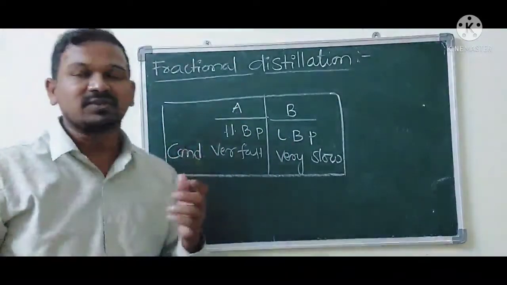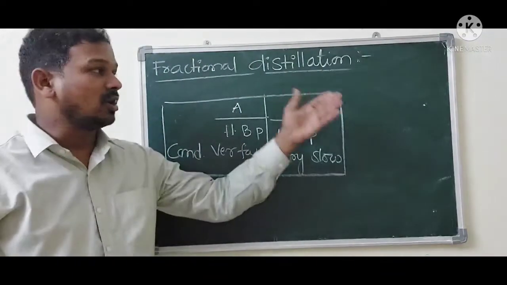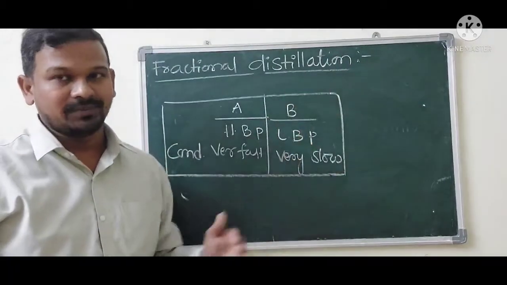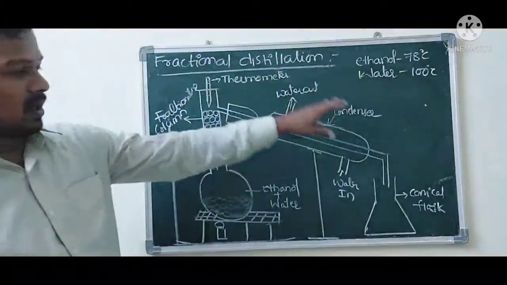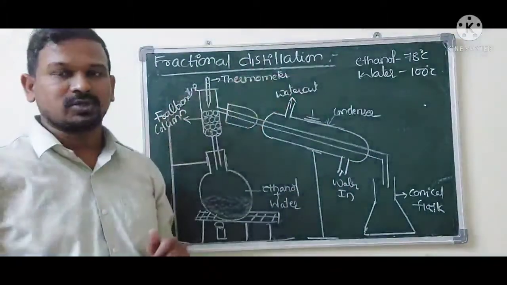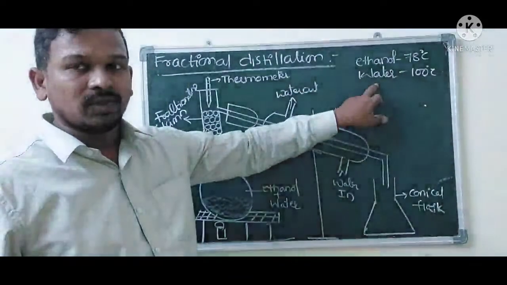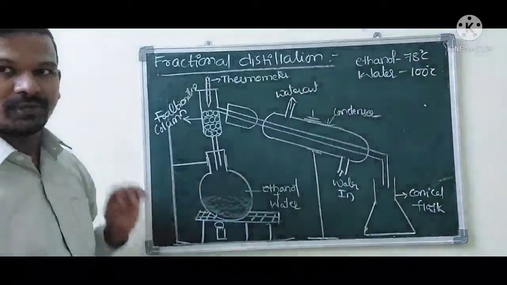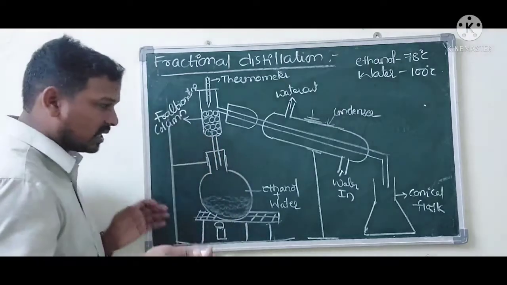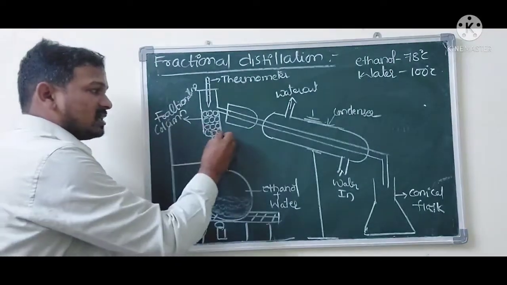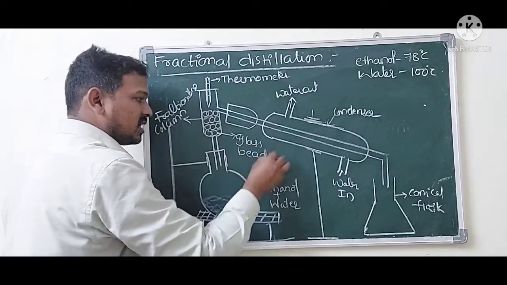Now, with the help of one activity, we are going to separate ethanol or alcohol from the water solution. Here, this is the arrangement of the fractional distillation process. In this, we are going to separate ethanol from water by giving heat to the solution. The fractionating column will play a key role as we discussed earlier. In the fractionating column, we are taking glass beads to increase the surface area.